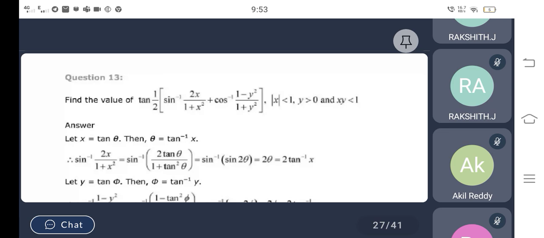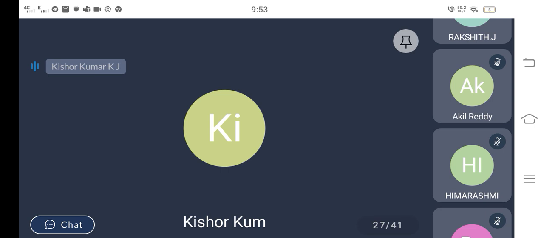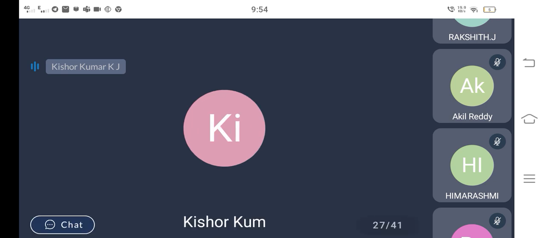The value of tan of 1 by 2 into sine inverse of 2x by 1 plus x square plus cos inverse of 1 minus y square by 1 plus y square, where x and y are less than 1. Our sine inverse x plus cos inverse x would be pi by 2 if these two terms were the same. But these two terms are different, so what can we do for this?